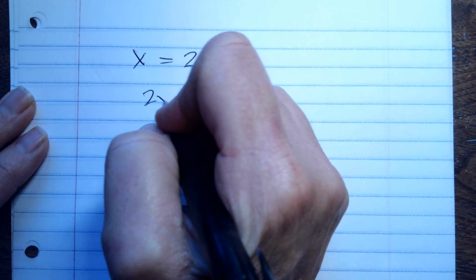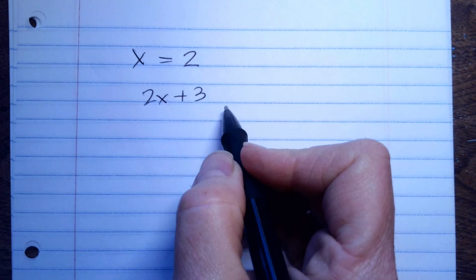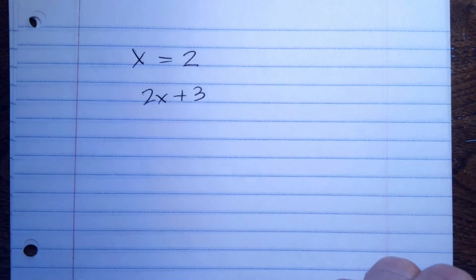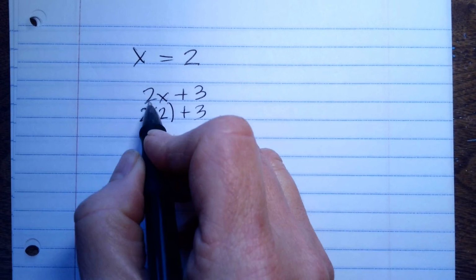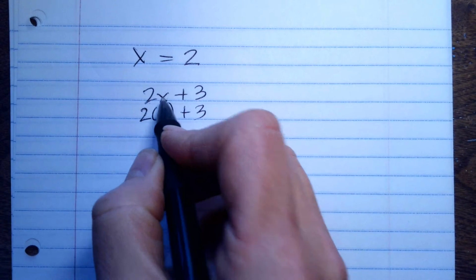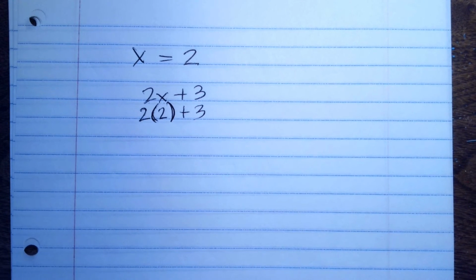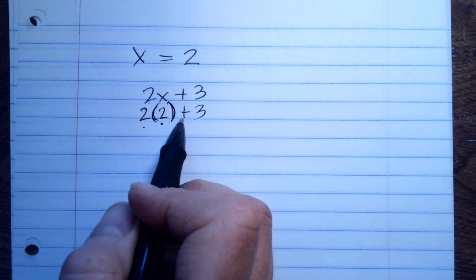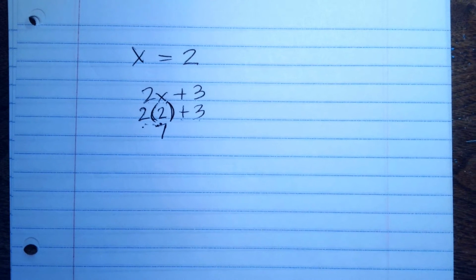So the first example is when they give you what x is for a number. They're saying x equals 2, and then they give you a problem. What you're going to do is, wherever there's an x, because there could be more than one, in this problem there's only one, you're going to plug in whatever they tell you x is. If a letter is touching a number like this, that means multiply. So you're just going to show it like this. You put parentheses around it, and that means 2 times 2 plus 3. So 2 times 2 is 4, plus 3 is 7. Does that make sense to you?